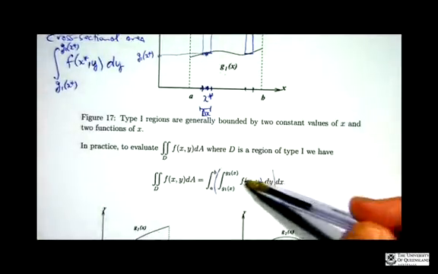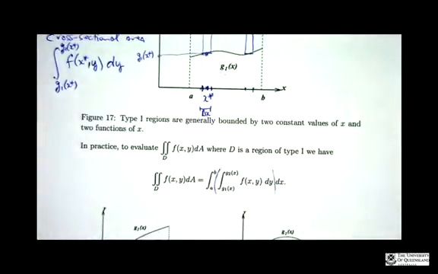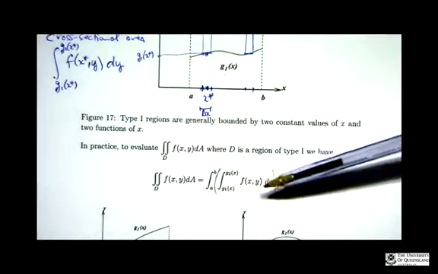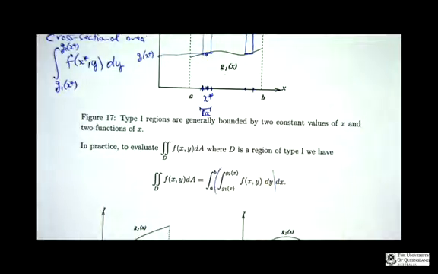When we evaluate this, we're still treating it just like a definite integral of a function of a single variable. In other words, we work out the antiderivative of this function partially with respect to y, treating x as a constant.